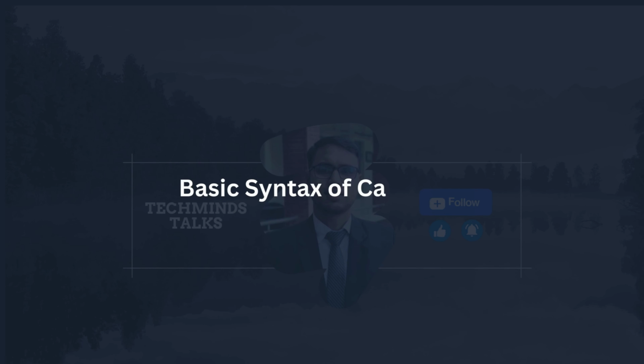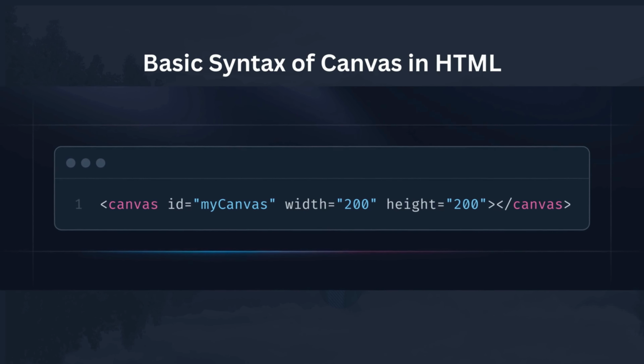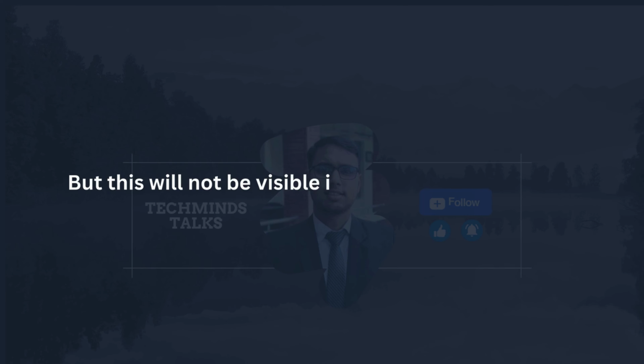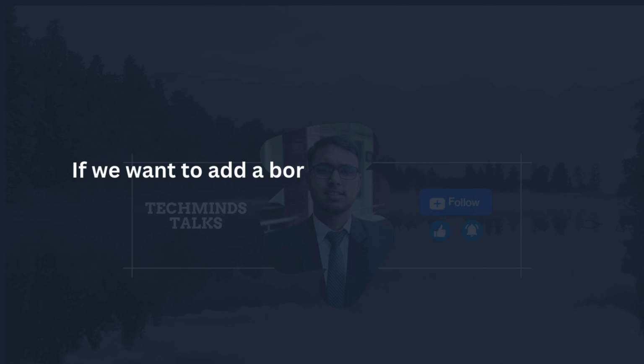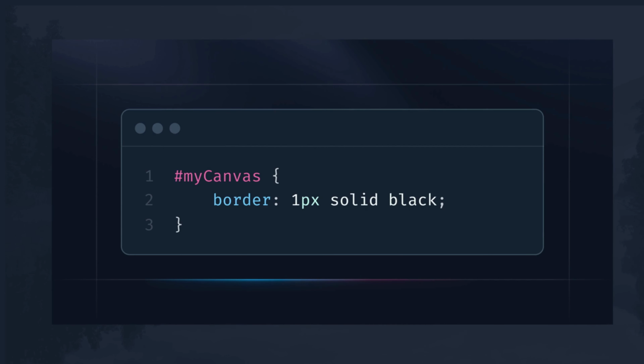Let's see the basic syntax of the canvas in HTML. We need to give it an ID for uniquely identifying the specific element. Then we specify the width and height of this canvas. That's all. This is the simple canvas we made. But it will not be visible if we don't use JavaScript. If we want to add a border or any colorful design, we need to use CSS. Let's add a simple CSS attribute to make the canvas border visible.